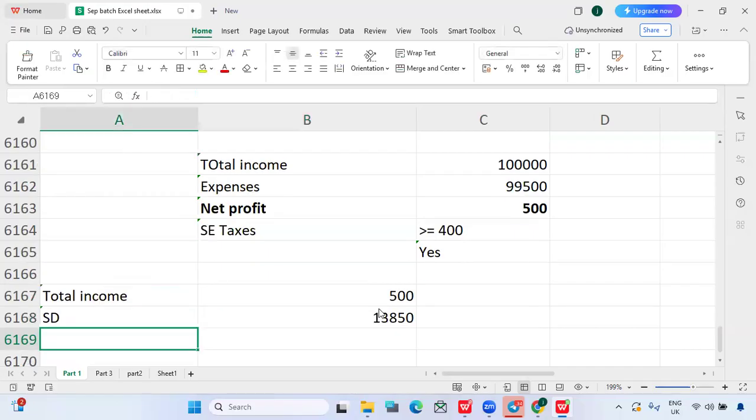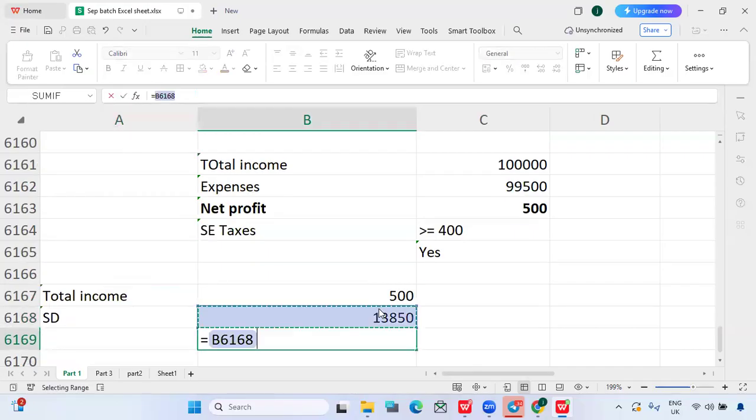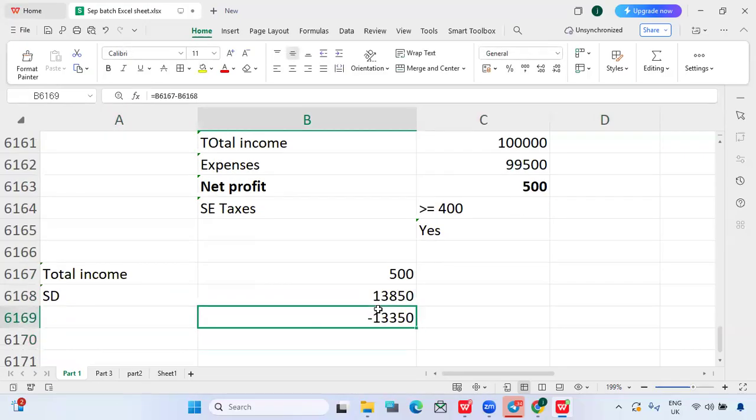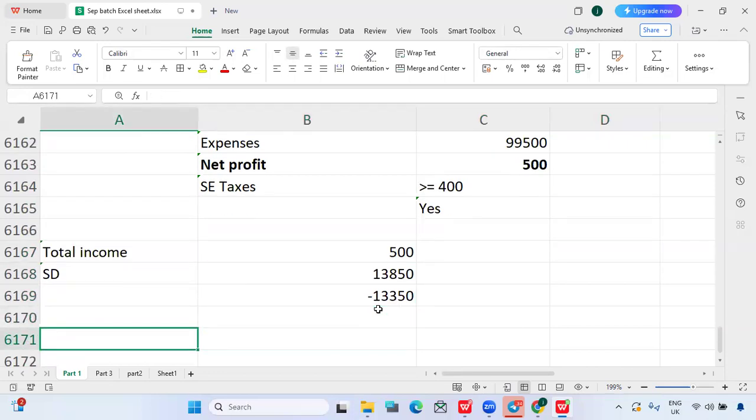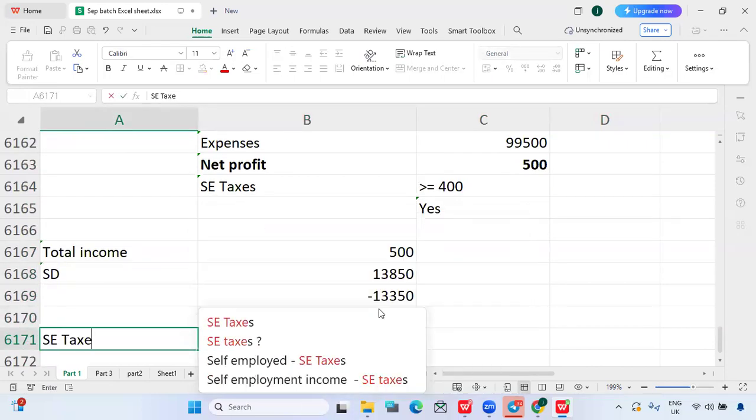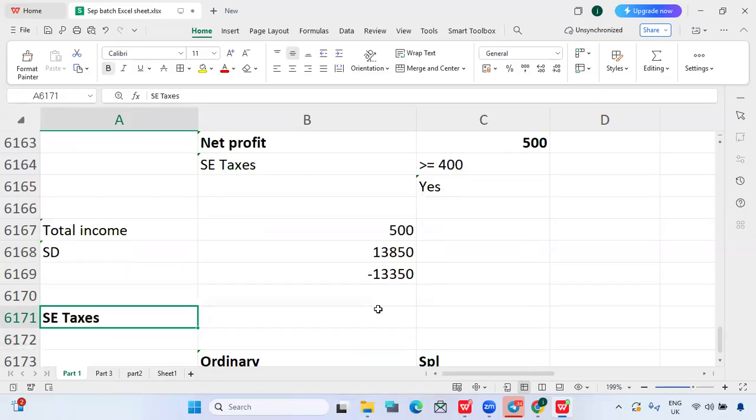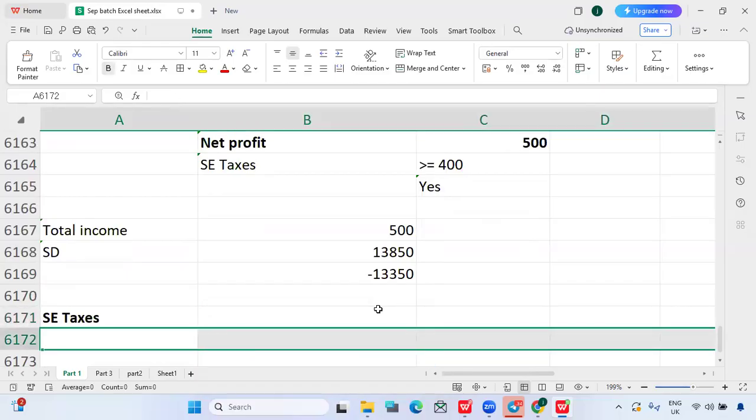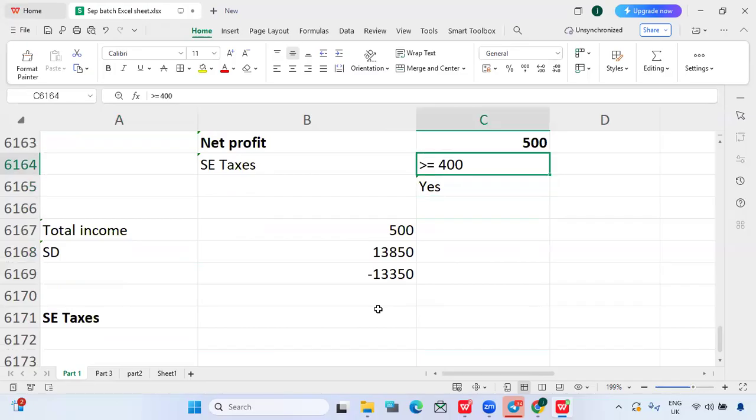If the taxpayer's filing status is single and income is 13,850, we will get the standard deduction. So ultimately, no need to pay any income taxes. But do we need to pay SE taxes? Yes, we need to pay SE taxes, because the self-employment income is more than $400. That is the important thing. Even though you are not paying income taxes, SE taxes we must pay.